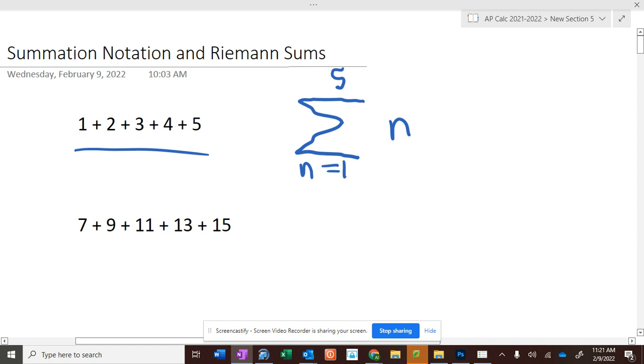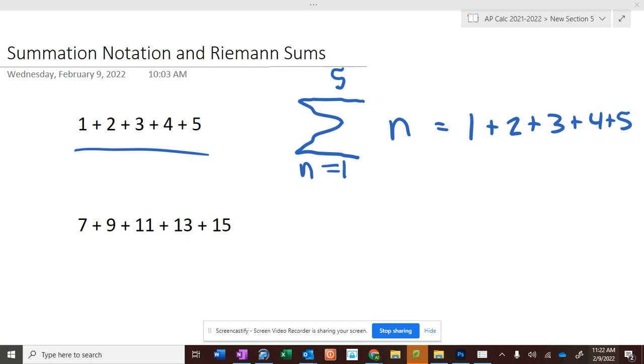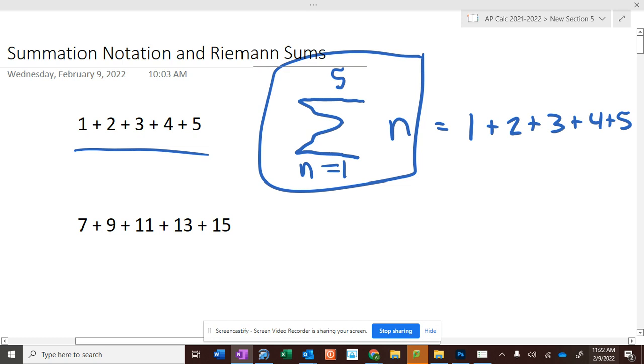Okay. So what does this mean? You have to understand summation notation, or else we're not going anywhere. What this means is when I put in my first number, it's 1. Then when I put in my second number, it's 2. When I put in my third number, it's 3. Fourth number, 4. And my last number, on top, is 5. So 1 plus 2 plus 3 plus 4 plus 5 is represented by this summation notation. Okay?